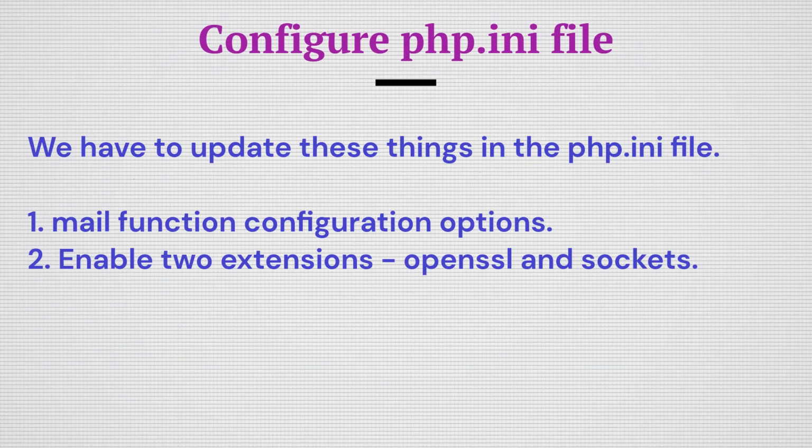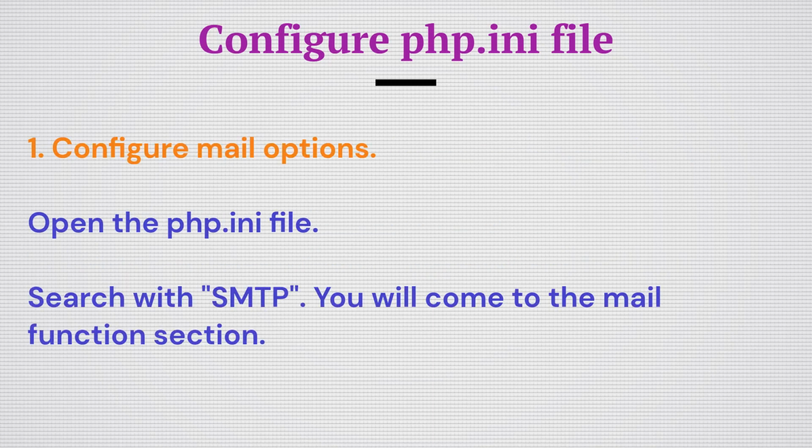We have to update these things in the php.ini file. 1. Mail function configuration options. 2. Enable two extensions, openssl and sockets. Let's begin. 1. Configure mail options.